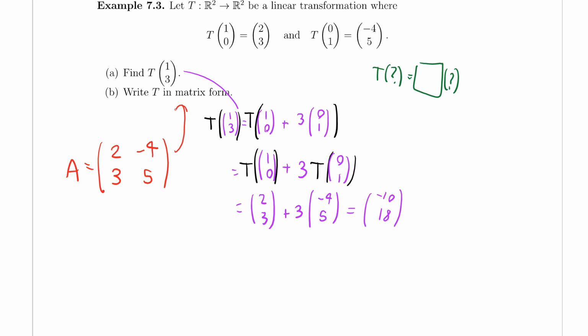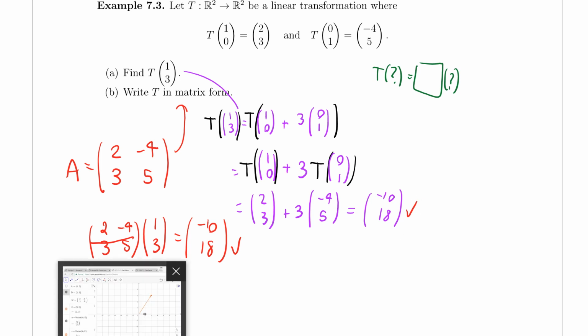Let's double check real quick. If I multiply this matrix by the vector that we have in the example for part A, this is (1, 3). That is going to give me -10 and then 18. -10 and 18. So indeed, this is the same number that we saw before.